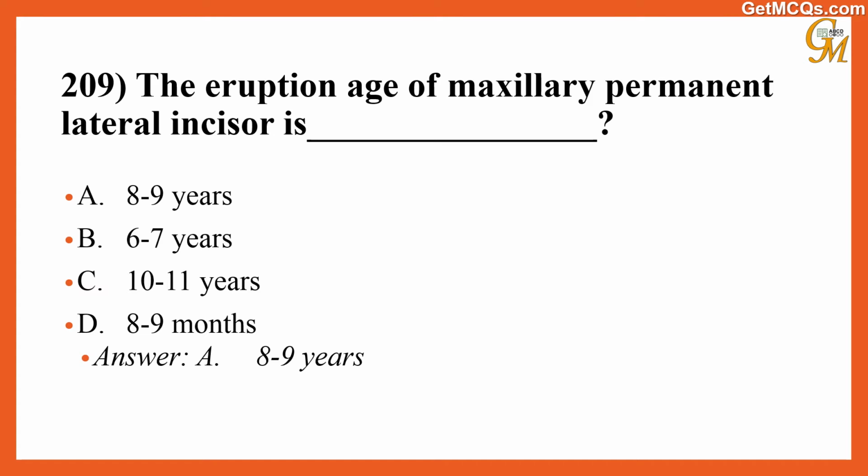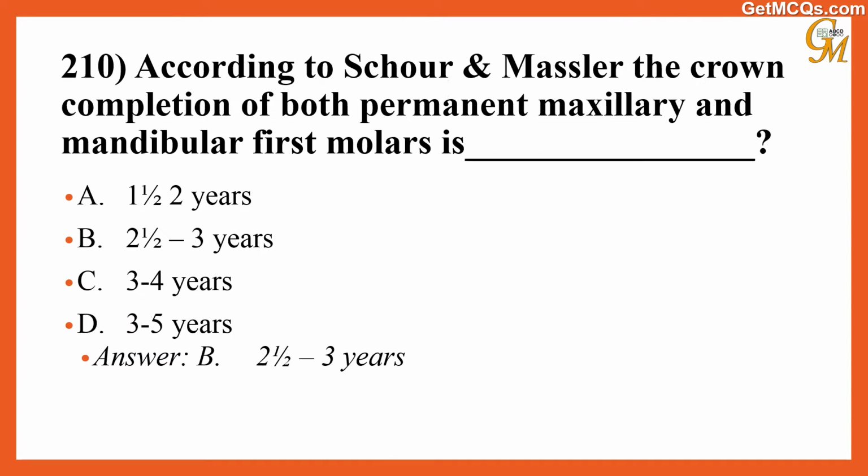209. The eruption age of maxillary permanent lateral incisor is? Answer: A. 8 to 9 years. 210. According to Schour and Massler, the crown completion of both permanent maxillary and mandibular first molars is? Answer: B. 2 1/2–3 years.